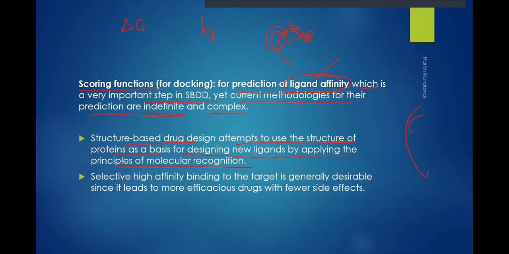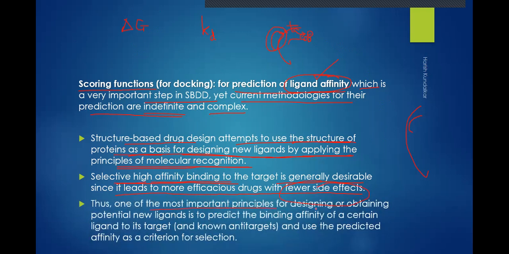So we attempt to use the structure of the proteins as a basis of designing new ligands by applying the principles of molecular recognition. Selective high affinity binding to the target is generally desirable since it leads to more efficacious drugs with fewer side effects. If we have a ligand which is strongly binding, then that ligand will be associated with the receptor for a larger amount of time. If the drug is associated with its own receptor, that will lead to fewer side effects. So that is why selective and high affinity binding is important.